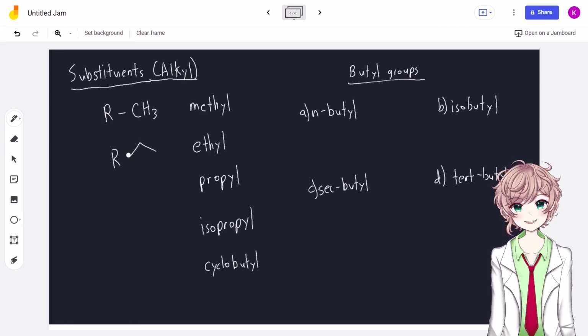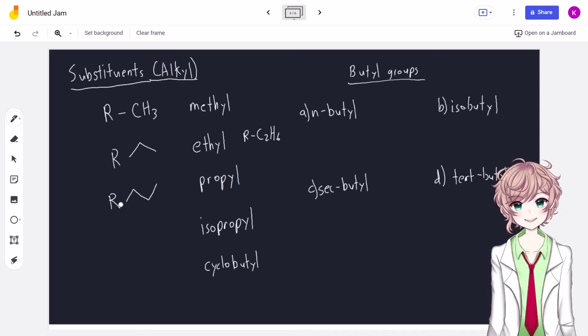Just 1, 2. So you're adding a C2H5 group, but typically you want to write it like this. A propyl group has one more carbon, so something like this. You could add the prefix n-propyl, and I'll show you why, but you don't necessarily need to add it. Because there's another way of writing propyl groups as a substituent, which is isopropyl.